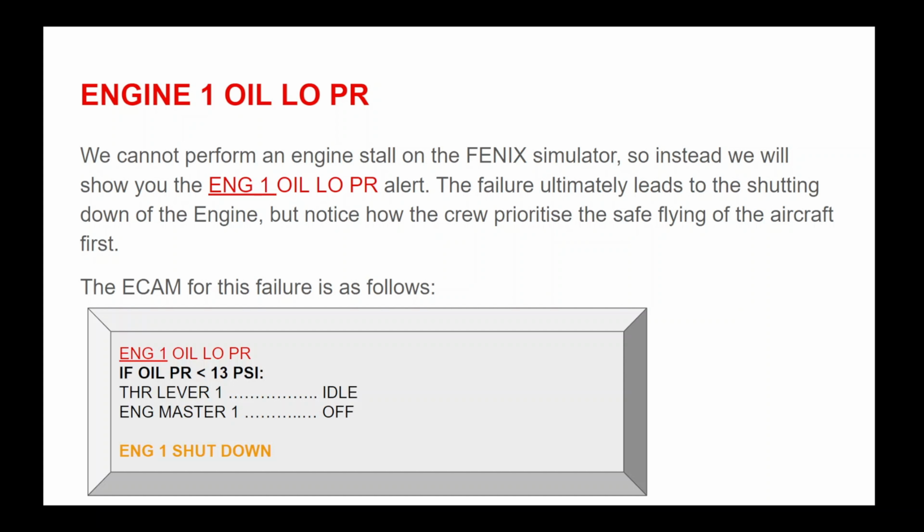The ECAM for this failure is as follows. If oil pressure is below 13 psi, thrust lever 1, off. Engine master 1, idle. This then triggers the engine 1 shutdown ECAM, which has a few ECAM actions such as setting the engine mode selector to ignition, and TCAS to TA.